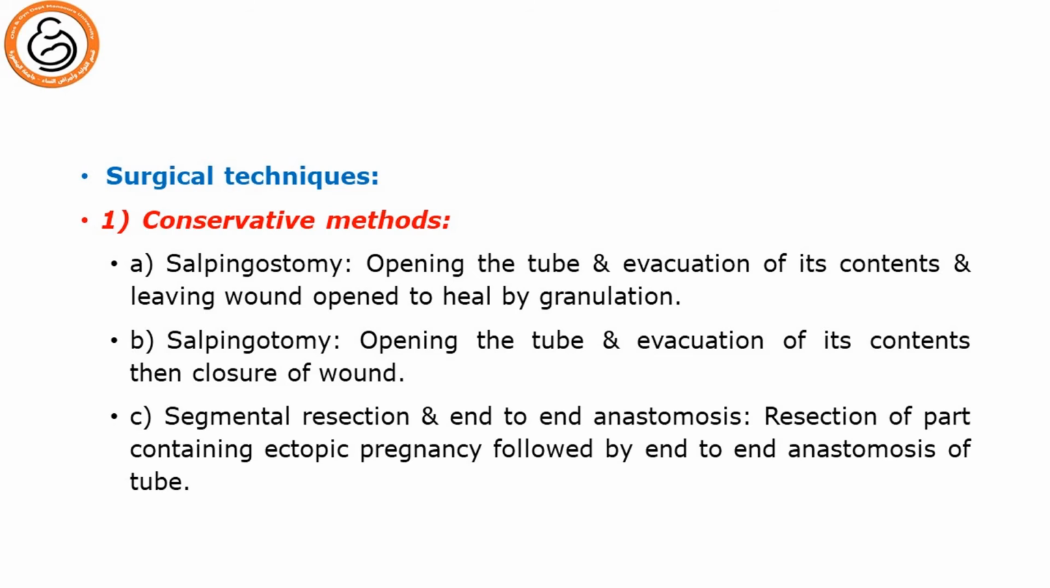For surgical techniques, we have either the conservative method, where the tube is left in situ and we just make an opening to evacuate the content of the tube, doing what's called salpingostomy, where the tube is opened and its contents evacuated, leaving the wound open and healed by granulation tissue, or doing salpingotomy, where we open the tube, evacuate its content, and then close the wound, or segmental resection, where we resect the part containing the ectopic pregnancy, followed by end-to-end reanastomosis of the tube.